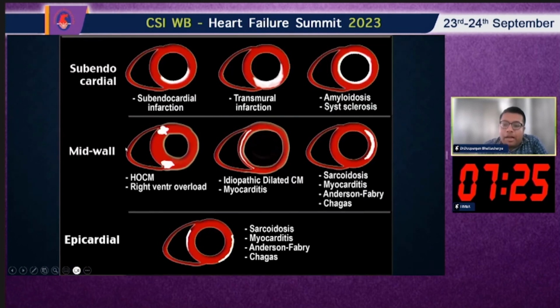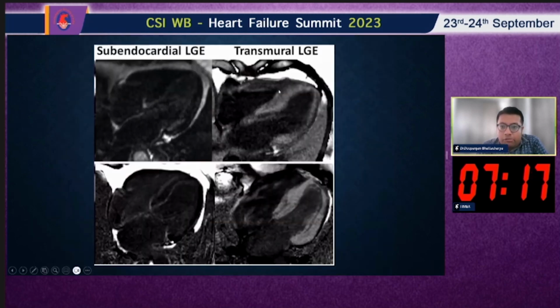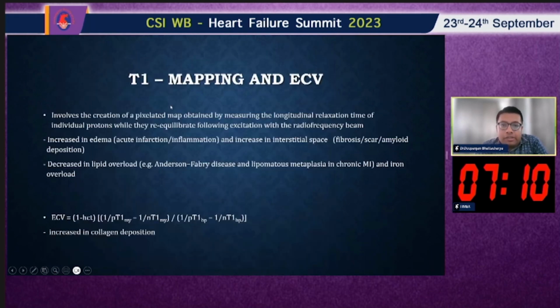So based on the pattern of LGE, this is a picture seen in all textbooks. Based on the LGE pattern, we can tell what the patient has. So this is a patient who has got some endocardial LGE, and here we have a patient who has got transmural LGE.